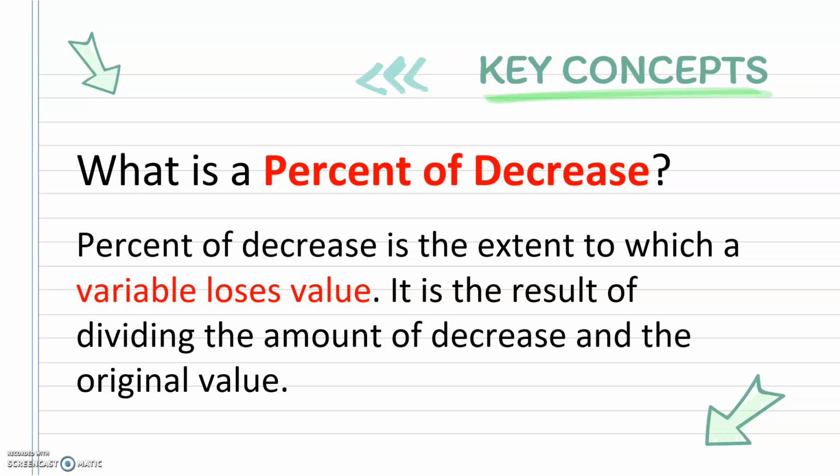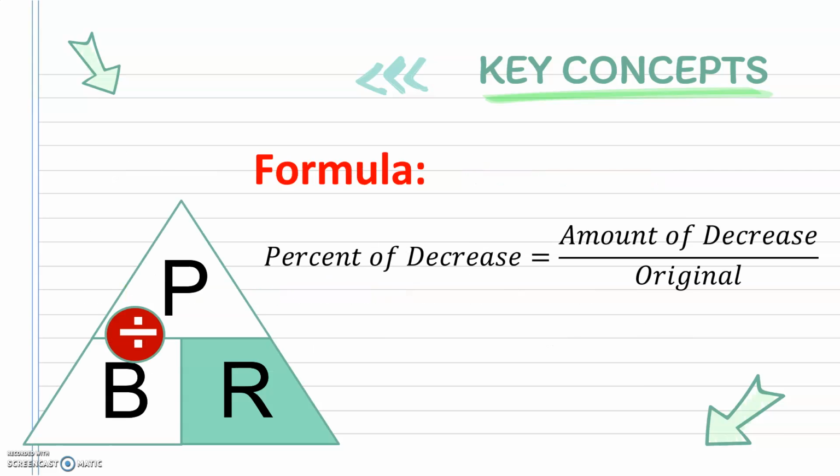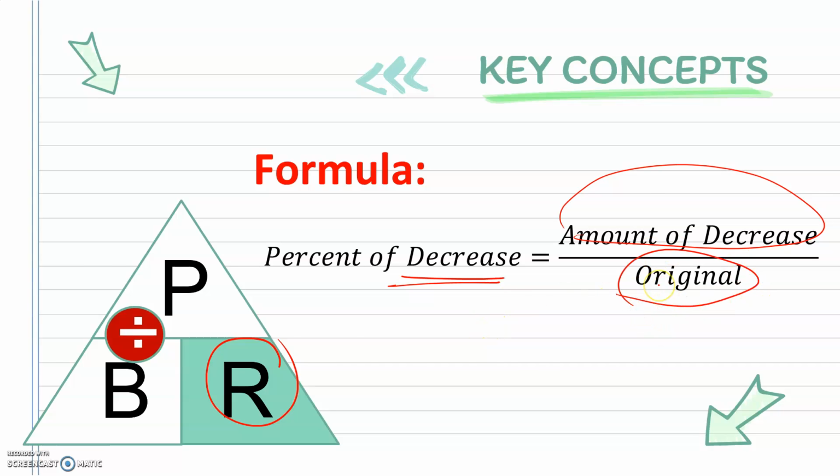Now, let's talk about percent of decrease. Percent of decrease is the opposite of percent of increase. This time, it is the extent to which a variable loses value. For us to find the percent of decrease, we simply have to divide the amount of decrease by the original value. So for our formula, since again we're talking about rate, we'll just use percentage divided by base. But this time, our percentage should be the amount of decrease since we are talking about percent of decrease. But still, the base will be the original value.